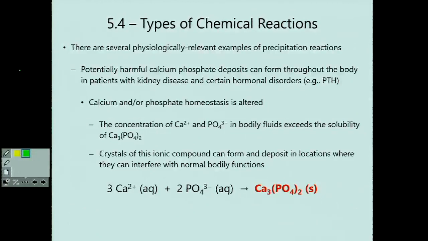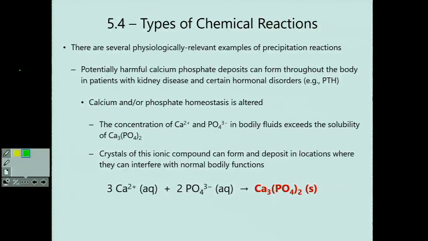This is important because we have several physiologically relevant examples of these precipitation reactions that can lead to disease. Amongst the most harmful are calcium phosphate deposits. Your body goes to great lengths, through the interactions of both the kidneys and the parathyroid gland that produces parathyroid hormone, whose main function is to maintain calcium levels within an acceptable range.